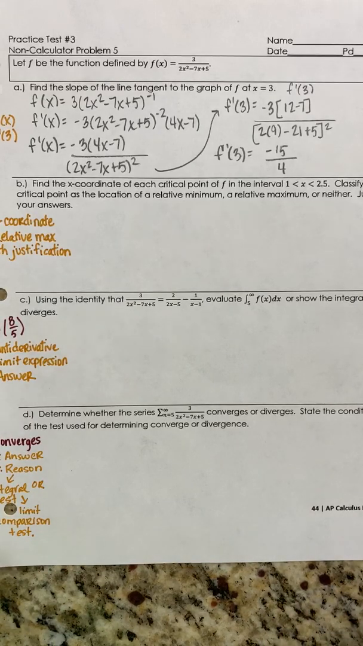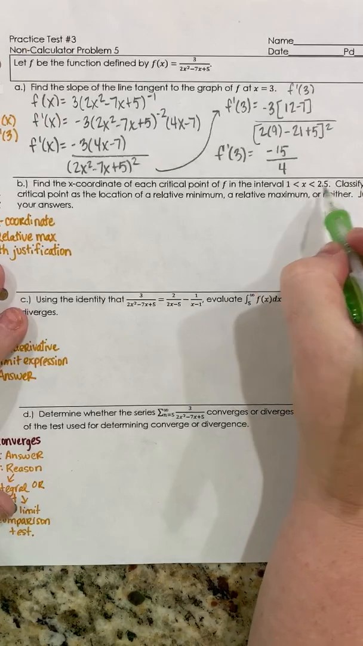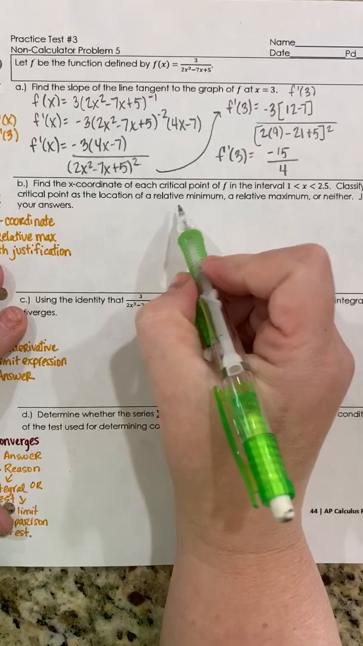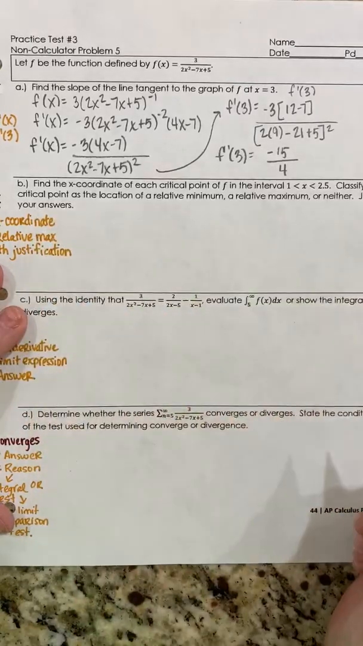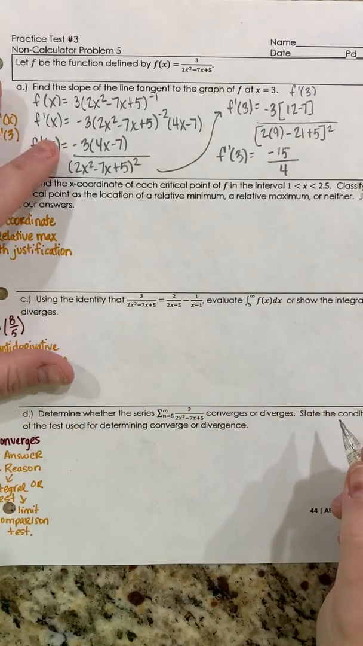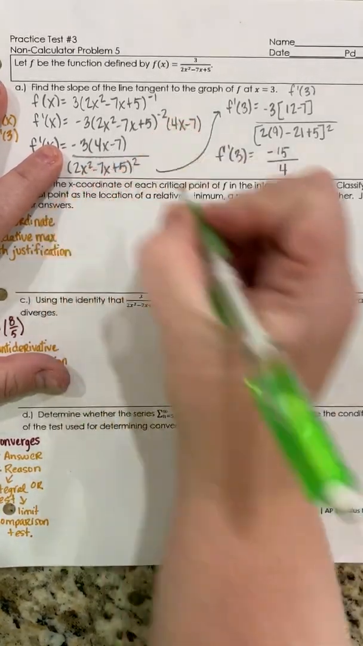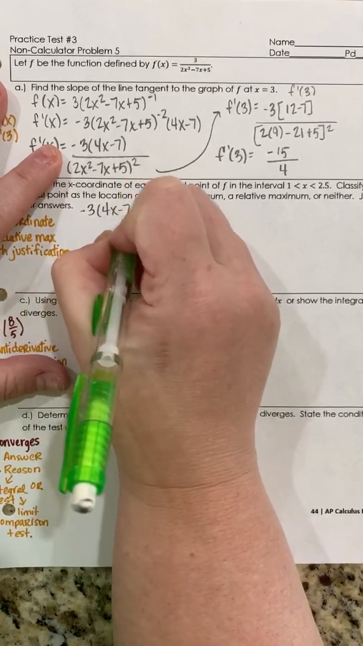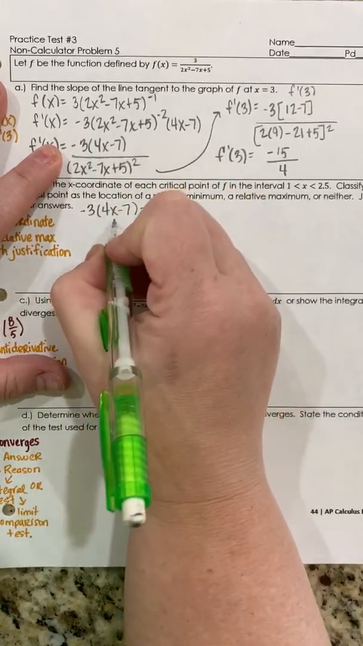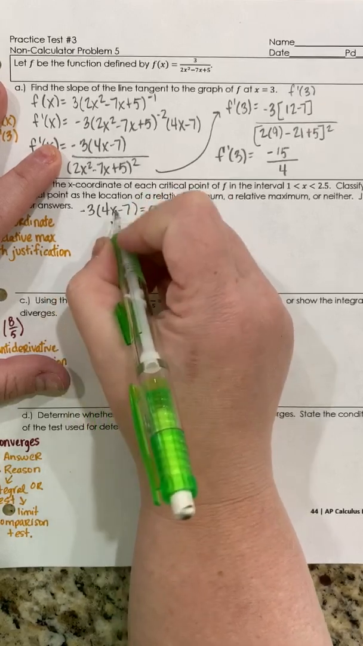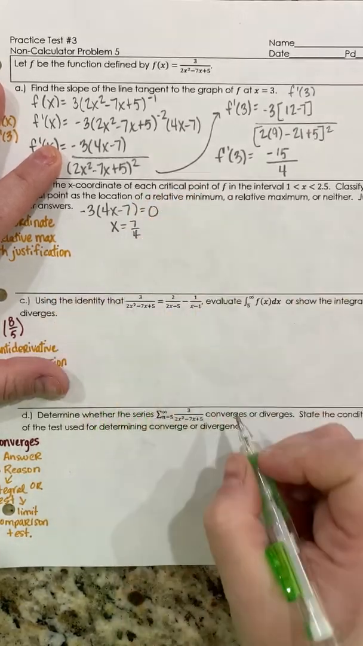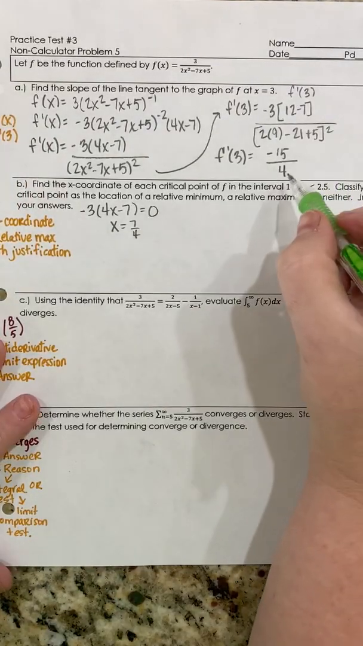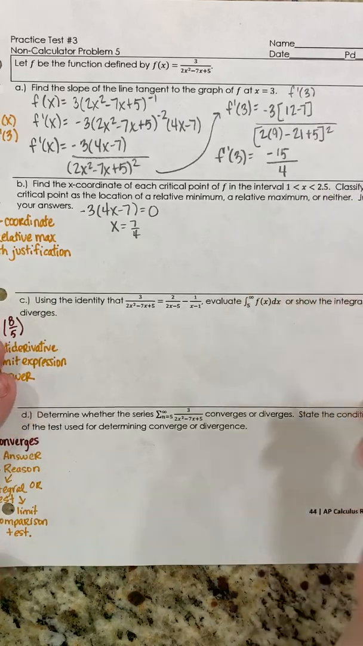Find the x coordinate of each critical point between 1 and 2.5, where 1 and 2.5 are not included. Classify that critical point as a relative min, relative max, or neither. Justify your answer. So the first thing I did is set the top and the bottom equal to 0 and solve. So negative 3 times (4x minus 7) equals 0. That gives me x equals positive 7 over 4. 7 over 4 is 1.75, which is in between 1 and 2.5.